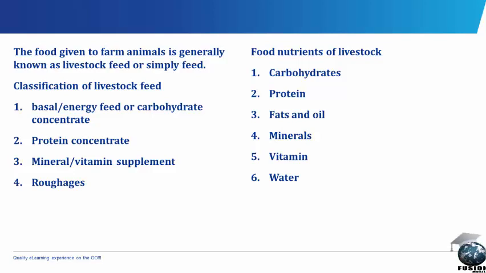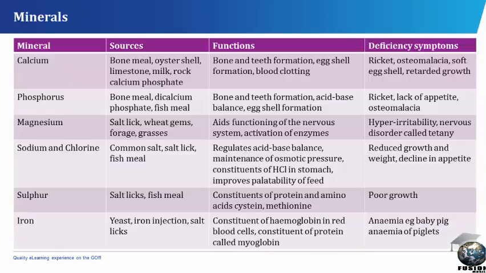Silage refers to the preservation of green and succulent forage crops under anaerobic conditions. Now we'll look into the food nutrients of livestock. There are 6 classes of food nutrients, which are carbohydrates, protein, fats and oil, minerals, vitamins, and water.